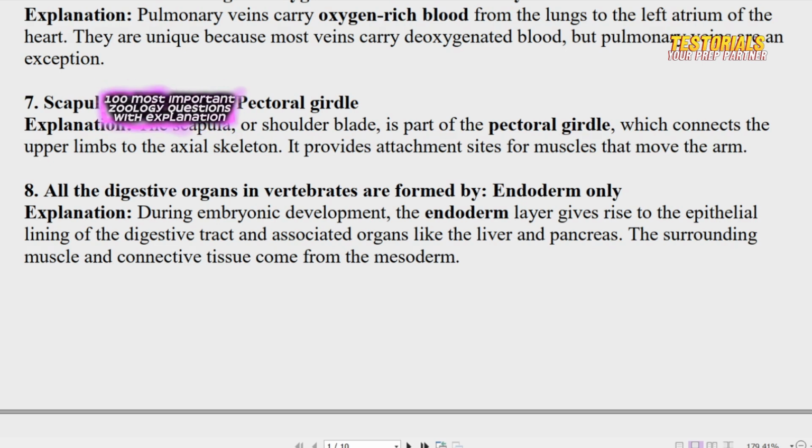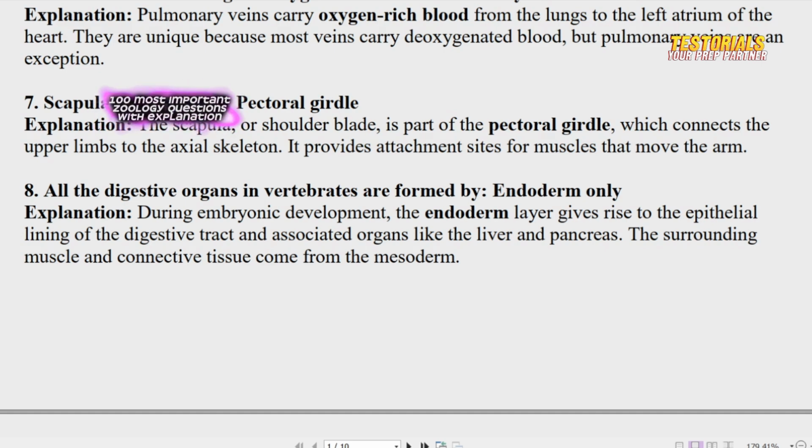7. Scapula is the bone of pectoral girdle. Explanation. The scapula or shoulder blade is part of the pectoral girdle, which connects the upper limbs to the axial skeleton. It provides attachment sites for muscles that move the arm.